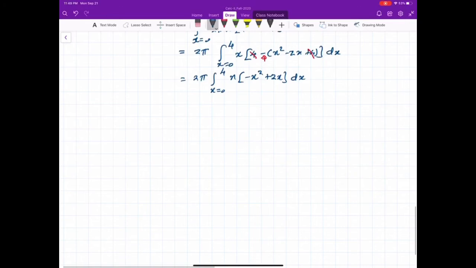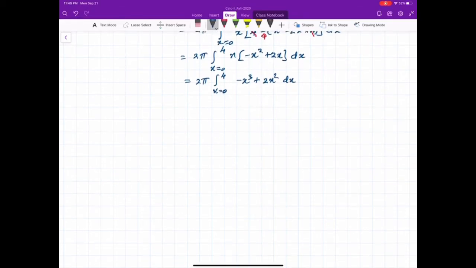All right. The next step is 2 pi, integral from 0 to 4 of minus x to the power 3 plus 2x squared dx. Now it is the simple power rule, which you can remember. The power rule for integration: the integral of x to the power n dx is x to the power n plus 1 over n plus 1. That is the formula I'm going to use here.